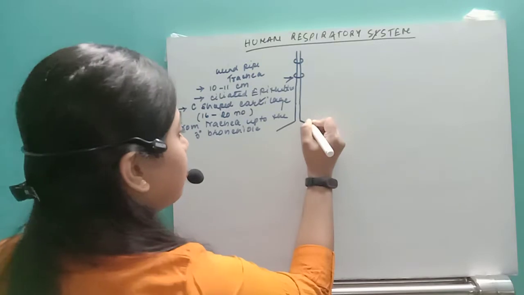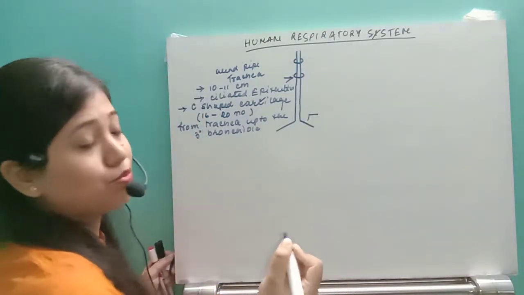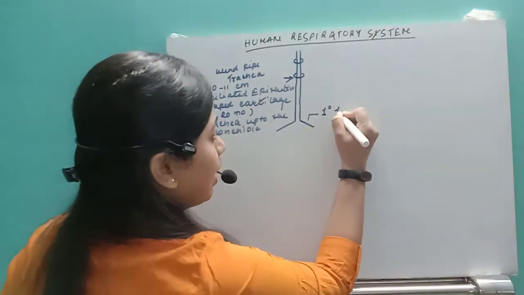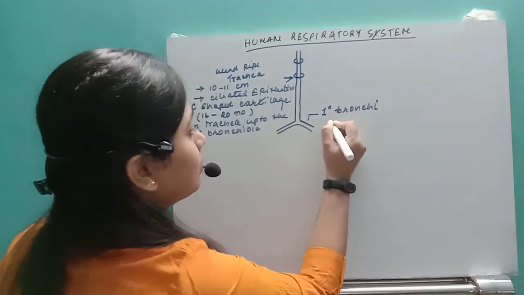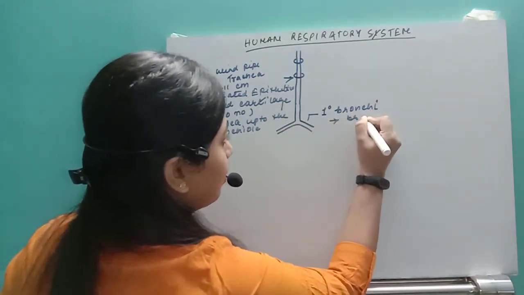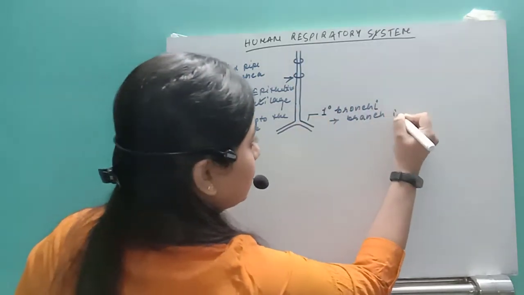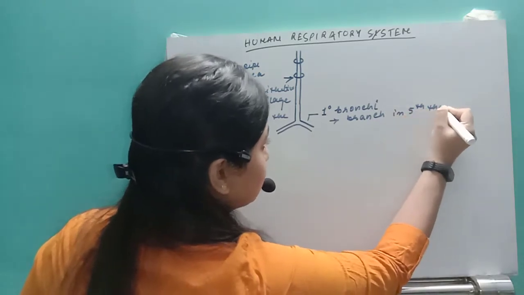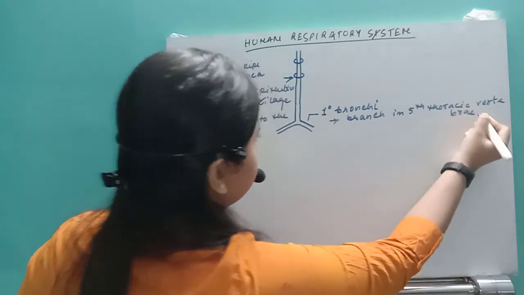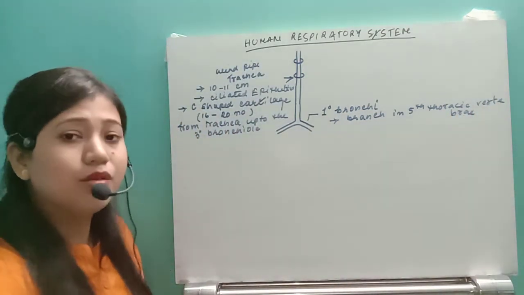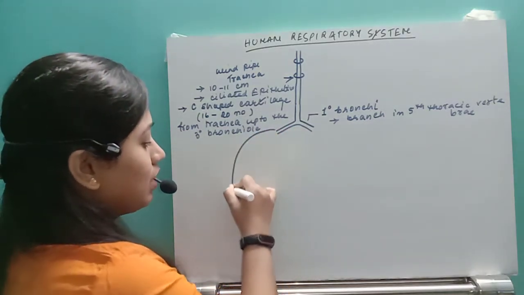Each branch is known as a bronchus; singular is bronchus, plural is bronchi. So these are known as the primary bronchi. This trachea gets branched in the fifth thoracic vertebrae. Remember that these are known as the primary bronchi. These primary bronchi will enter inside the lungs.